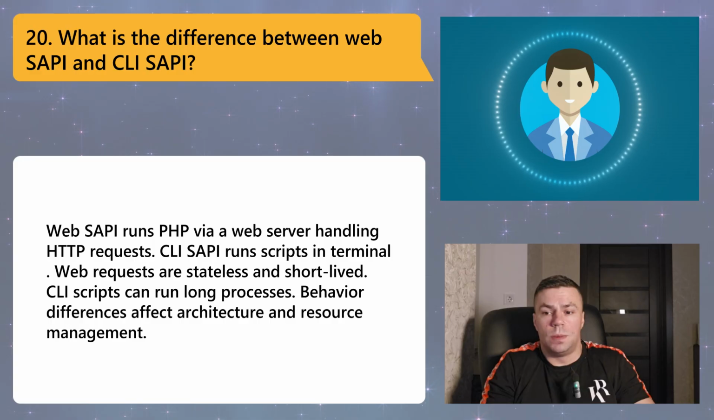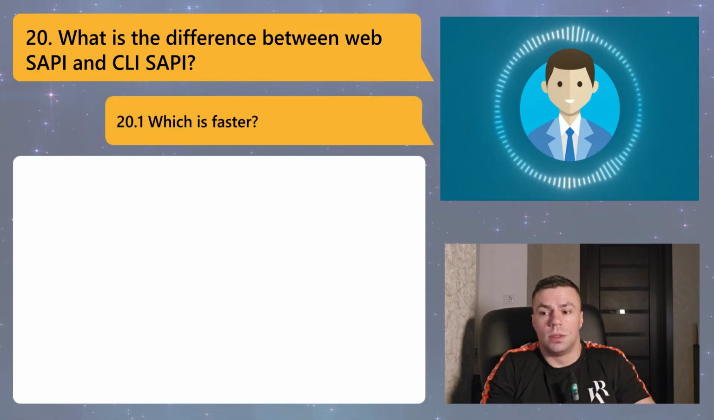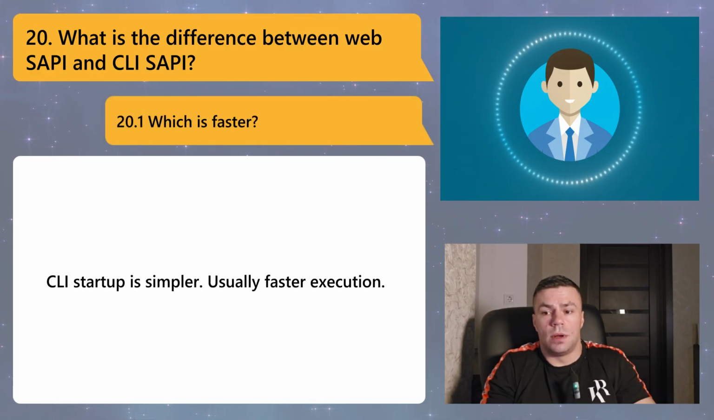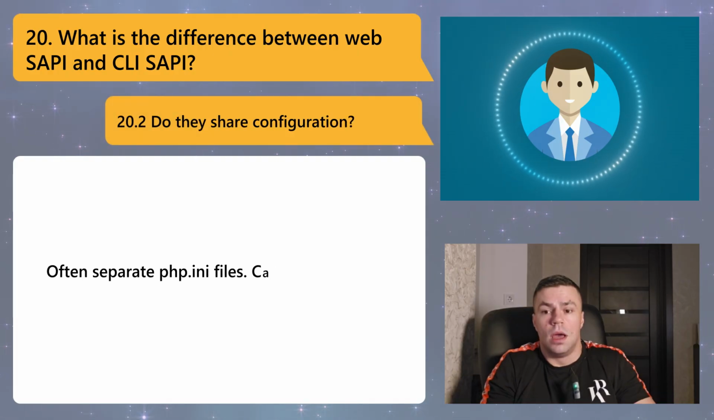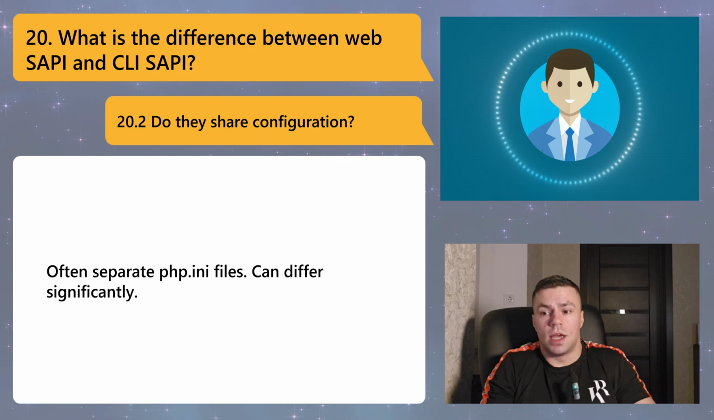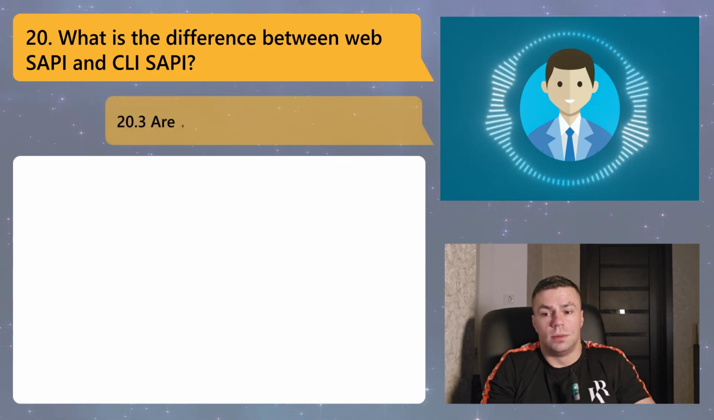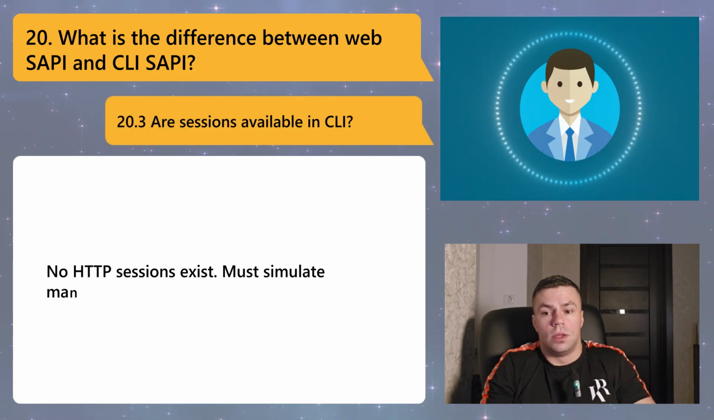What is the difference between Web SAPI and CLI SAPI? Web SAPI runs PHP via a web server handling HTTP requests. CLI SAPI runs scripts in the terminal. Web requests are stateless and short-lived. CLI scripts can run long processes. Behavior differences affect architecture and resource management. Which is faster? CLI startup is simpler, usually faster execution. Do they share configuration? Often separate PHP ini files, which can differ significantly. Are sessions available in CLI? No HTTP session exists, it must be simulated manually.